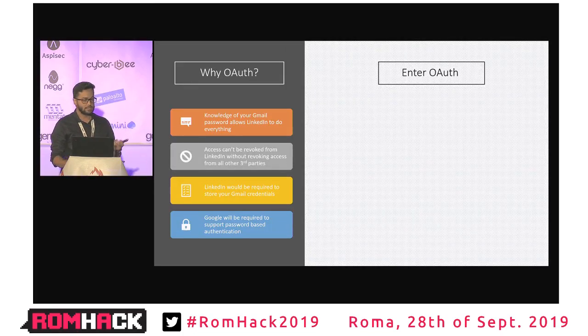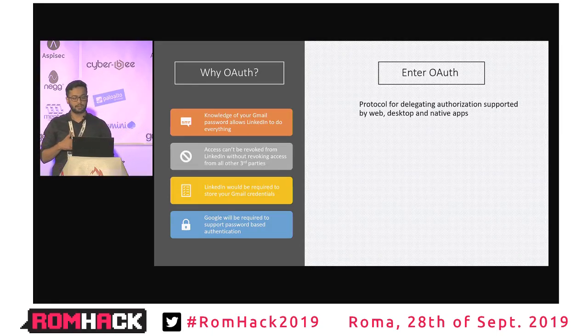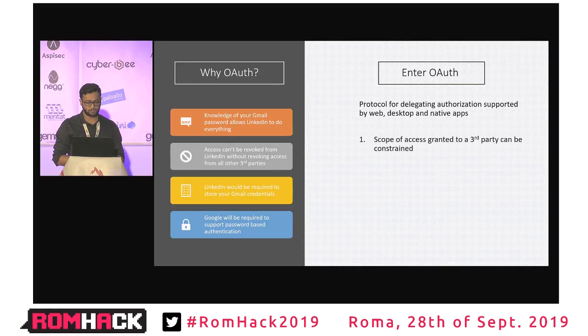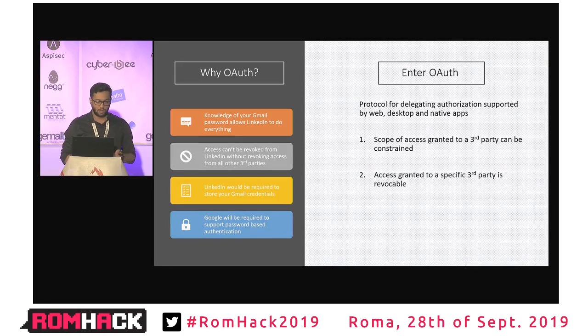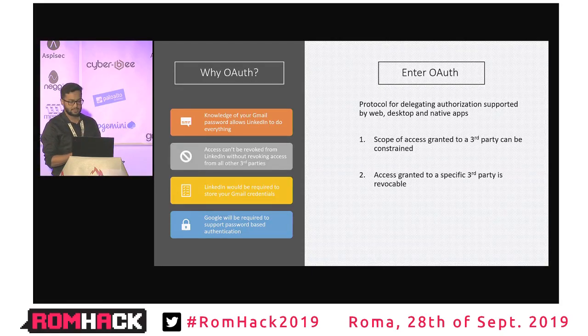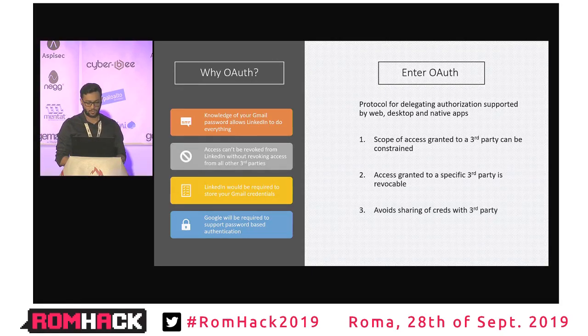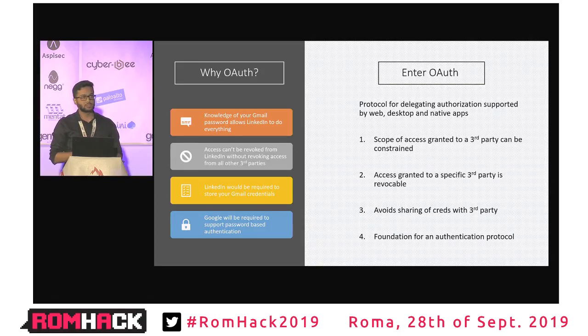So considering all these disadvantages, this is where OAuth came into being, and it's a protocol for delegating access supported by all the platforms. The scope of access granted to a third-party application can be restricted. And we can selectively revoke access from a specific third party. It avoids sharing your credentials with the third party. And the best part is that it also gives you a foundation for an authentication protocol named OpenID Connect.